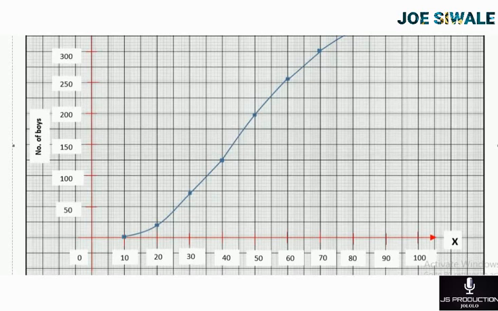So the first point is 10, 0. The next point it's 20, 20. The other point it's 30, 70. Then the other point it's 40, 125. The other point it's 50, 195. The other point is 60, 255. The other point is 70, 300.